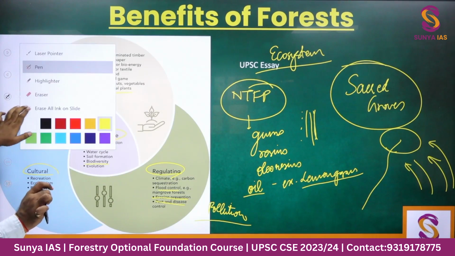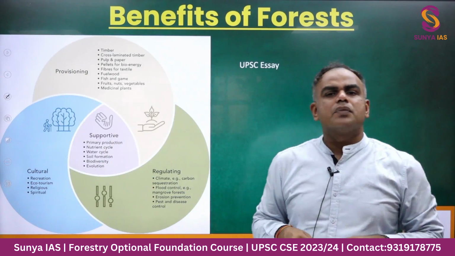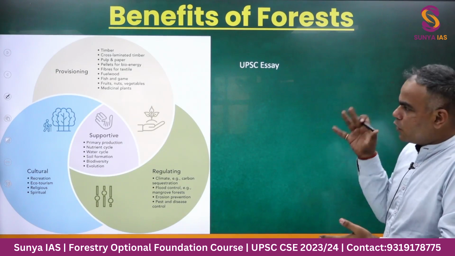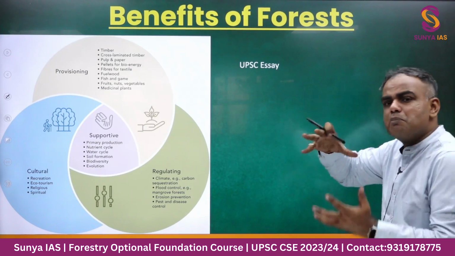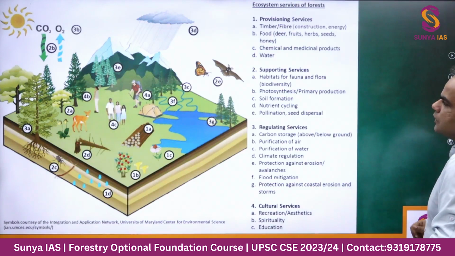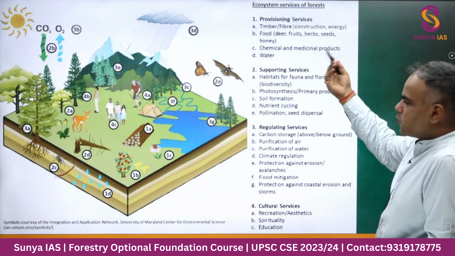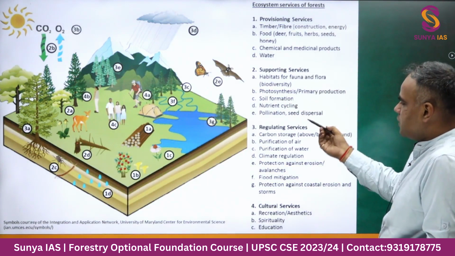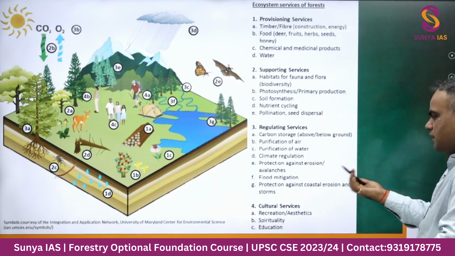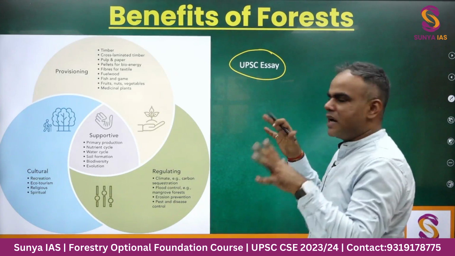Fine. And if you had a content like this, I think in 2022 a question had come, forests are the best case studies for economic excellence. So people with forestry optional or who have good knowledge of forests can borrow a lot of points and mold it even for essay as well, right? Again, a few points which may not be there, for example, chemical, medicinal products, water, photosynthesis, carbon storage, purification of air, water, climate regulation, flood mitigation. We have read about all of this, right? So it will be better if you write it in these 4 heads, okay?